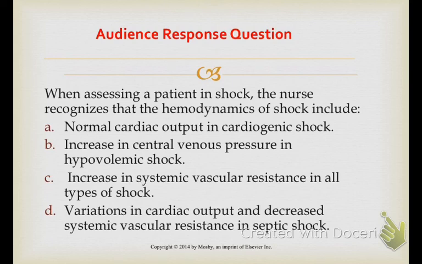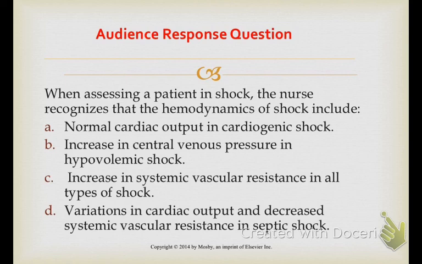All right. So assessing a patient in shock, the nurse recognizes that the hemodynamics of shock include what? Normal cardiac output in cardiogenic shock? Does anybody like this answer? Good. What is it? Decreased, okay. Increased central venous pressure in hypovolemic shock? Does anybody like this answer? No, why? What is it? Yeah, the CVP is decreased in hypovolemic. That's why we want it to increase.